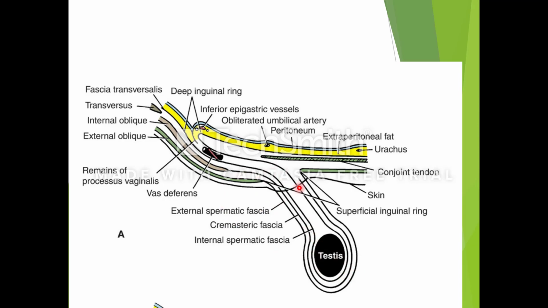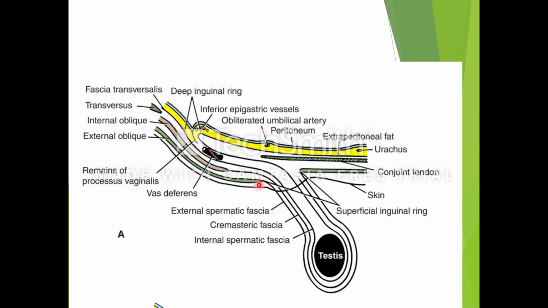The superficial inguinal ring is a triangular defect in the external oblique aponeurosis, and there is one defect in the fascia transversalis. See here, this is the fascia transversalis, and this is a defect which is present here, which is named the deep inguinal ring. This is also named the internal inguinal ring. The superficial inguinal ring is the external one and the deep is the internal one.